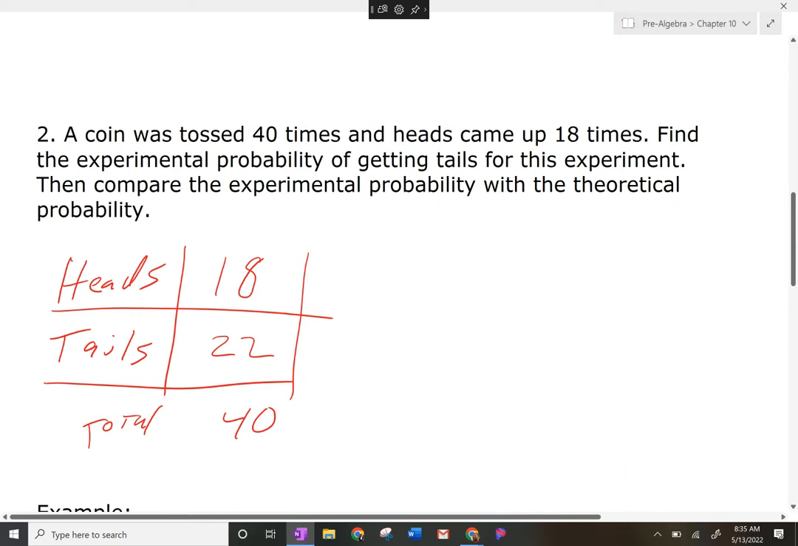So let's look at kind of that chart that we just made. Now let's put together some experimental probabilities. What is my experimental probability for heads? 18 over 40. Fantastic. Now we're just going to simplify it down so that way we don't have to do all of them. You can divide both of them by 2. So I get 9 over 20. Okay, what's my experimental probability for getting tails? 22 over 40. Simplified down.